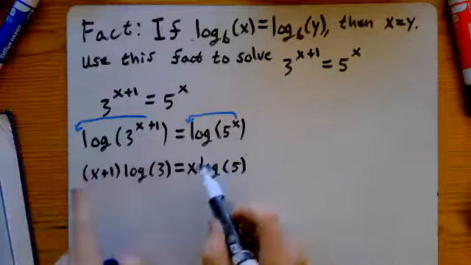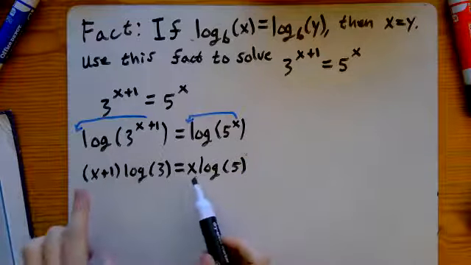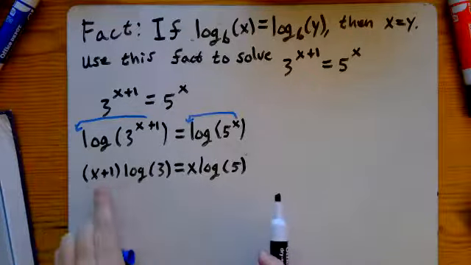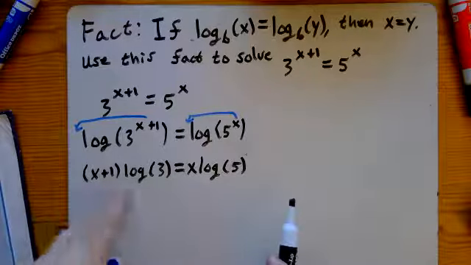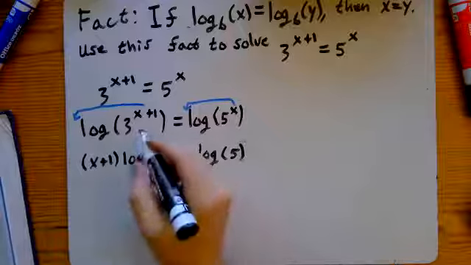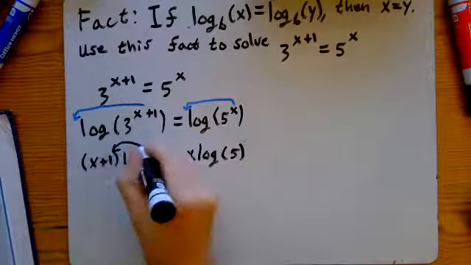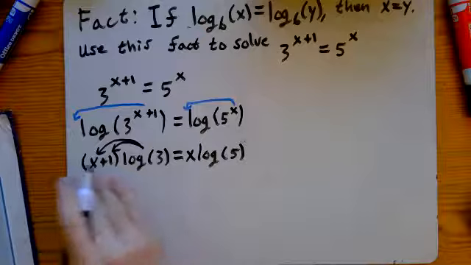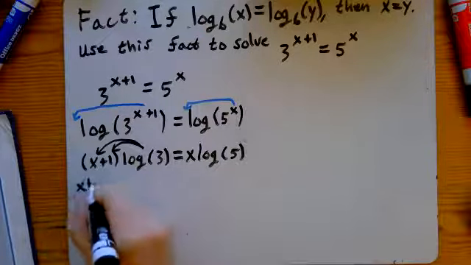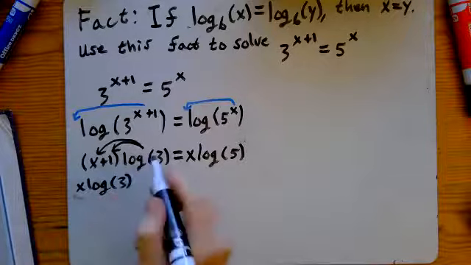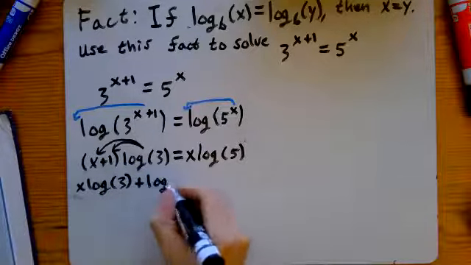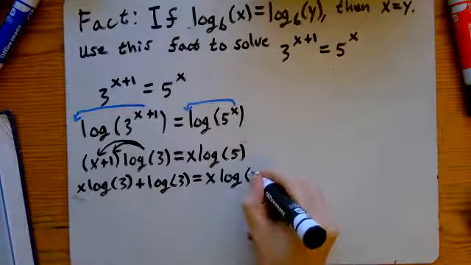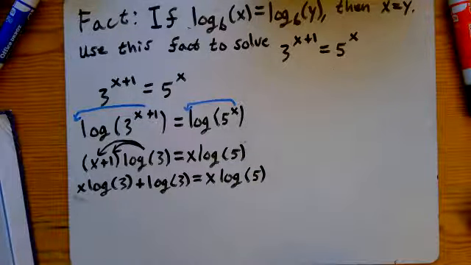Now, this might still look kind of ugly, but the thing is that now these x's are outside of the log, which means that now I can combine them together using any method I want. So let's do it. First we should really distribute this so that we don't have any of these parentheses getting in the way. Let's distribute this log in. So now we have x times log of 3 is x log of 3. 1 times log of 3 is log of 3. Giving us x log of 5.